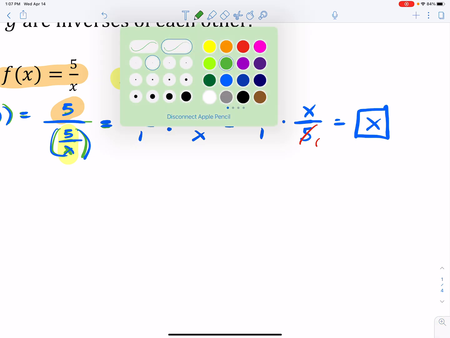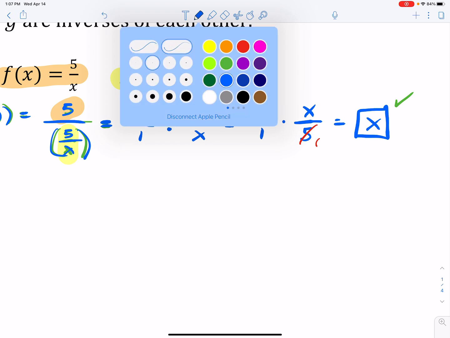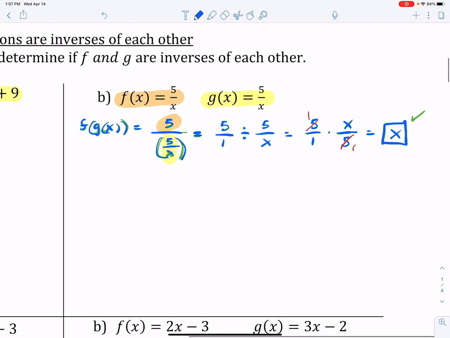The great thing about that is that's what we wanted for that first one. We wanted an x. So this might actually be inverses of each other. Now let's do the other one, just the inverse of it. We'll have g on the outside this time, and then we'll have f of x on the inside. So we will have, once again, 5, and then I need to plug f of x in for x. That is 5 over x.